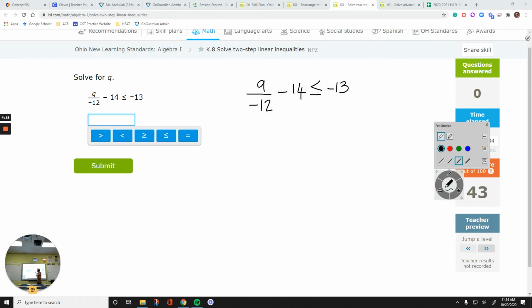I will do plus 14 on each side, and then this is divided by -12. I will multiply by -12 as my second step.